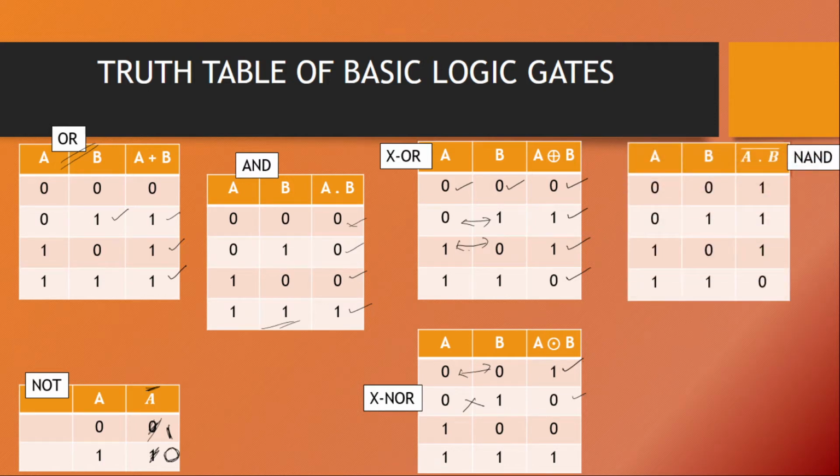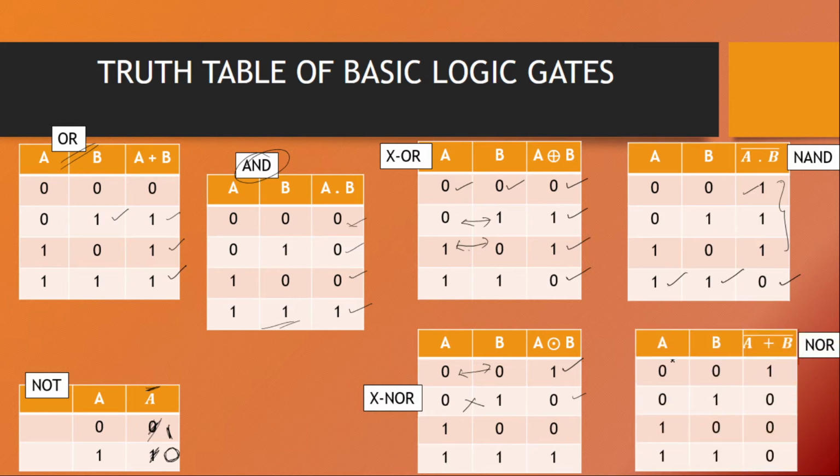Then we have the truth table for NAND. When you have a NAND operation, it is just the opposite of the AND operation. It means that when both the inputs are high, the output is low, and in all the other cases, the output is high. So if I have 0 in any one of the inputs, the output is always 1. But when I have 1 in both the inputs, the output is 0. That's what we have with the NAND operation.